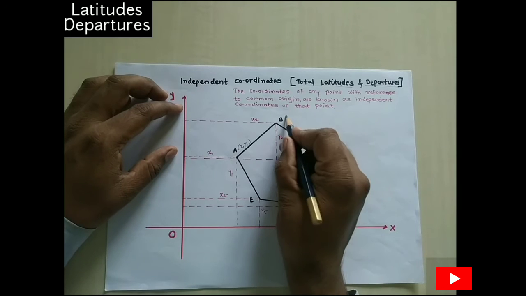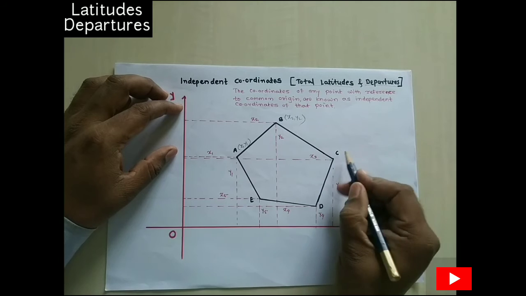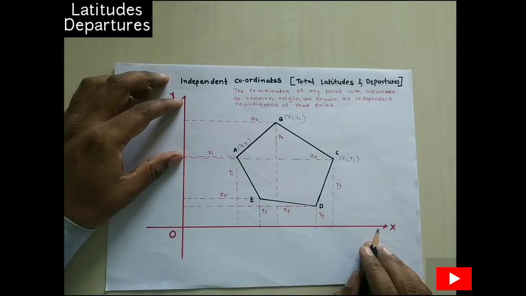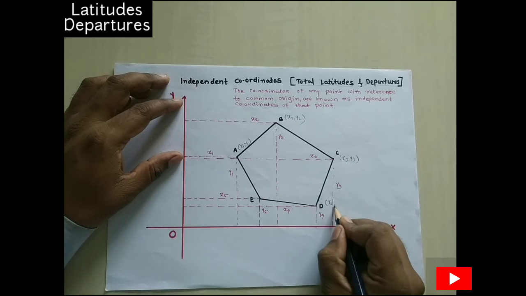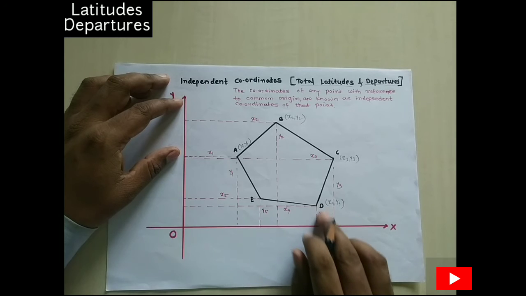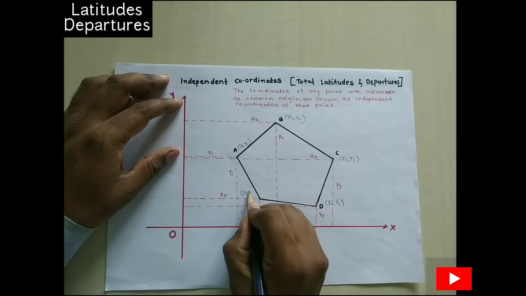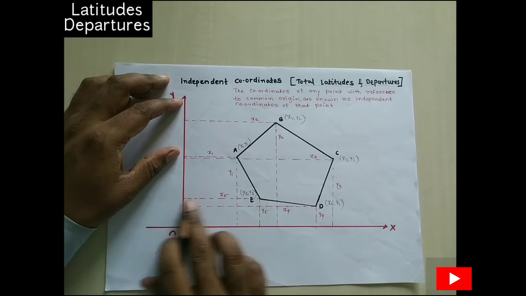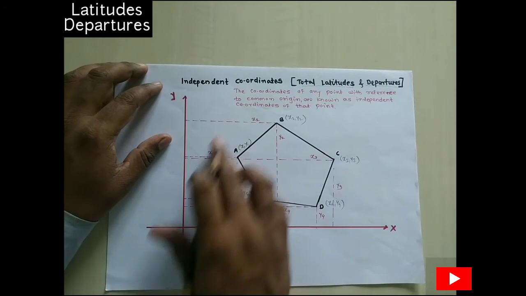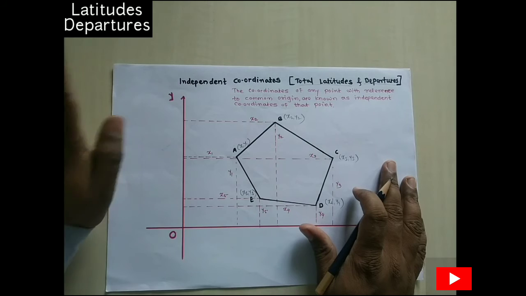Similarly, x2 and y2 are the coordinates of B, x3 and y3 are the coordinates of C, x4 and y4 are the coordinates of D, then x5 and y5 are the coordinates of E. So by using these coordinates we can directly determine the area of a particular land or a particular traverse.